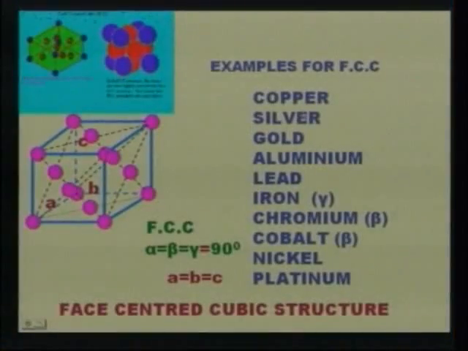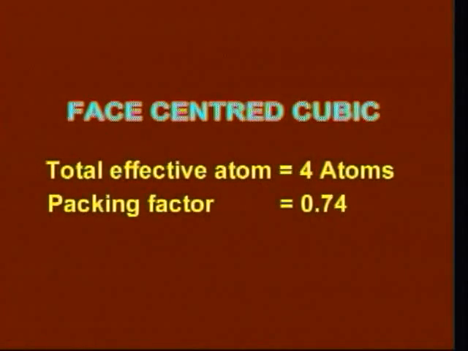Some examples for face centered cubic are copper, silver, gold, aluminum, lead, gamma iron, beta chromium, beta cobalt, nickel and platinum. The total atoms in the face centered cubic structure are 4 atoms. The packing factor of the face centered cubic structure is 0.74.